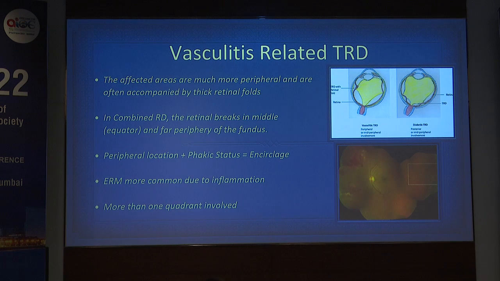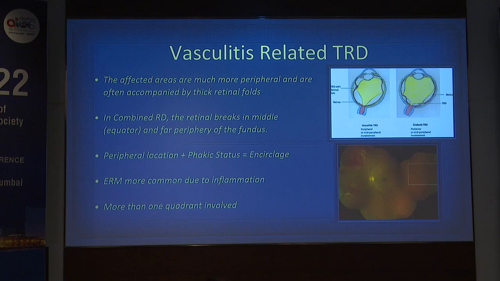Now, when you come to the tractional RD, we have to understand that there is a fundamental difference between the tractional RDs that you see in cases of retinal vasculitis as compared to diabetics. In diabetics, it is most of the time posterior, around the arcades, whereas in case of TRDs due to vasculitis, many a times it is peripheral. And these patients are younger as compared to diabetics, so they have a phakic status. So again, that makes it difficult for you to dissect in the periphery without really causing any lens changes.